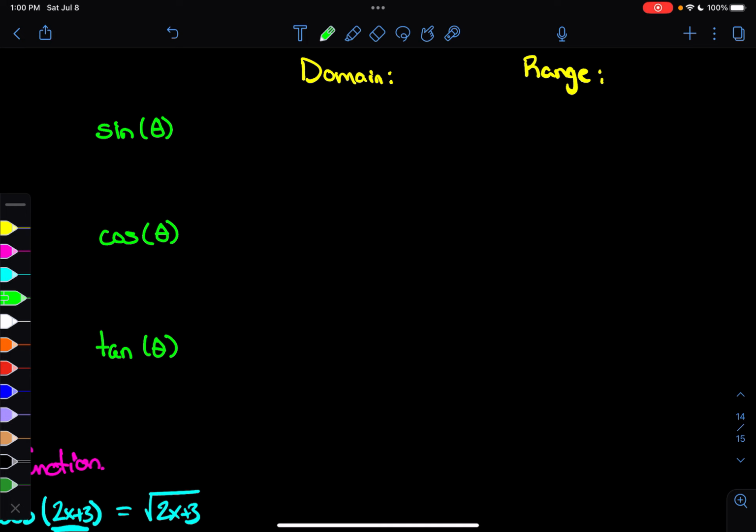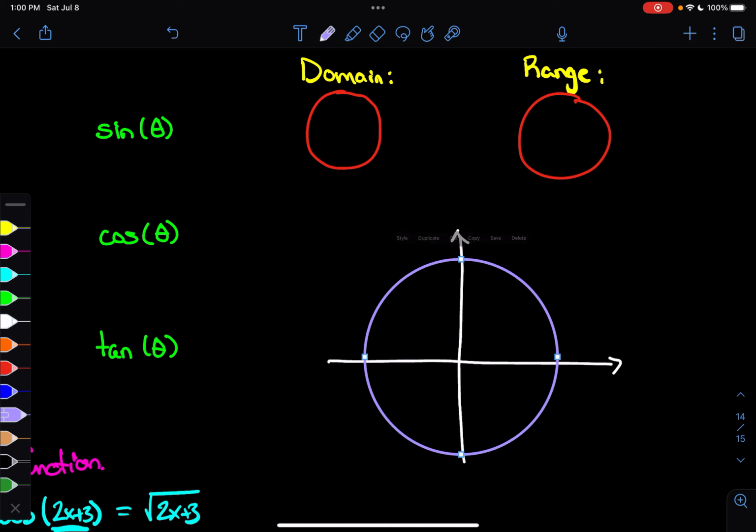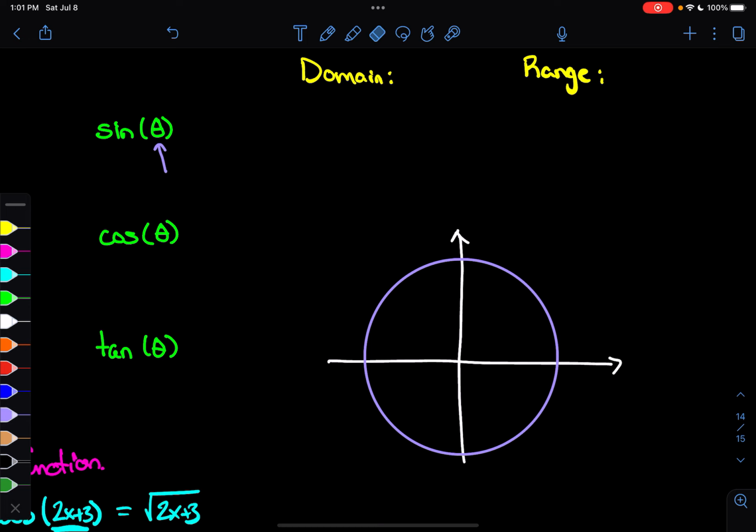Okay. So the question is, what are we going to put into our function? What are we going to get out of our function? What angles? It's a good idea to have the unit circle here to help us remember. If we have the unit circle, what angles can I put into sine of theta and get an answer out of? What angles am I allowed to put in here?